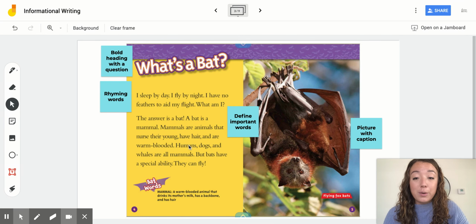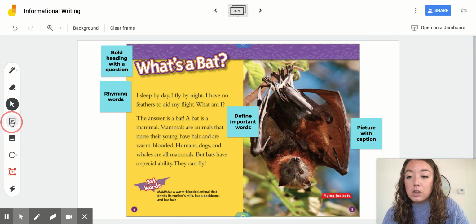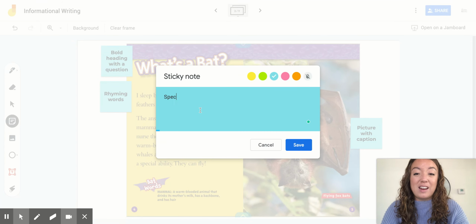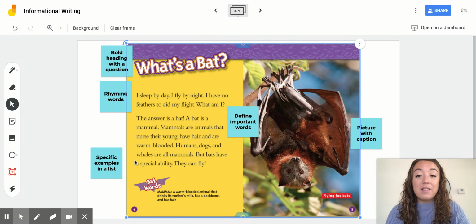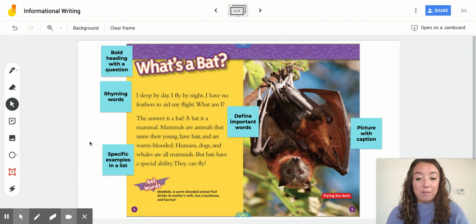I also noticed that they used commas with a list. So they gave me specific examples in a list of types of mammals. They said humans are an example, dogs, and whales. So I'm also going to write that I really liked there were specific examples in a list on this page. Because again, that might be something really great that I'm going to try to use when I do my writing.